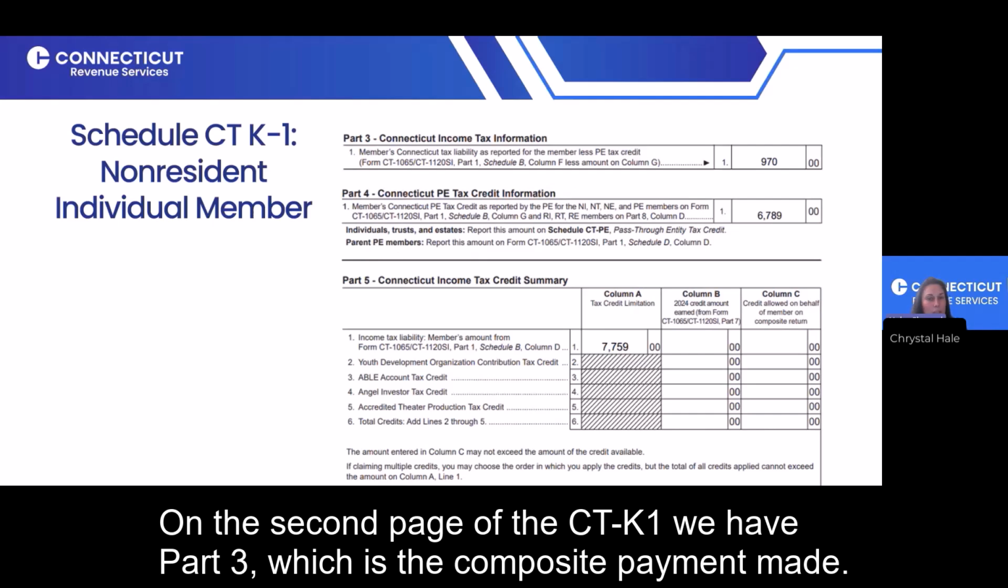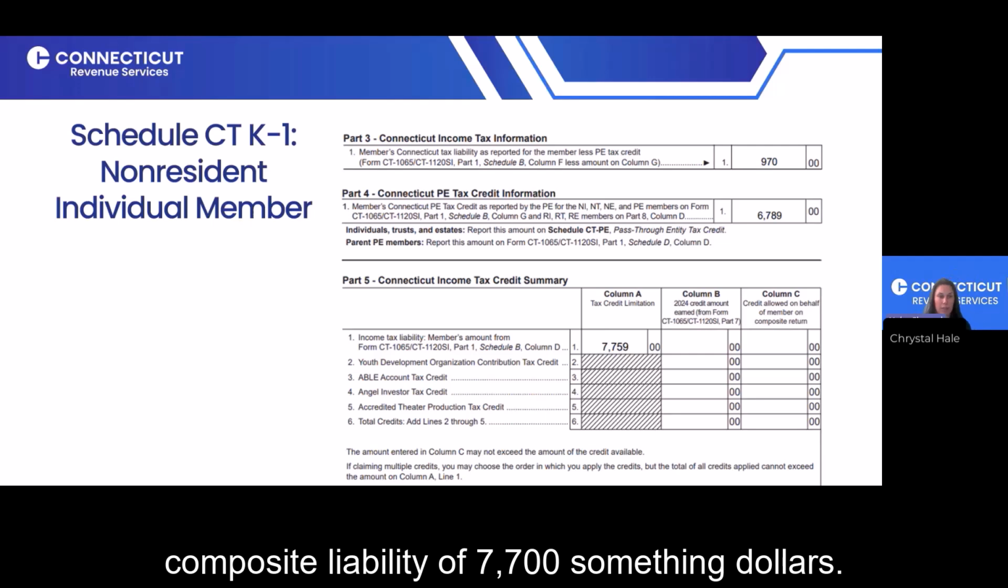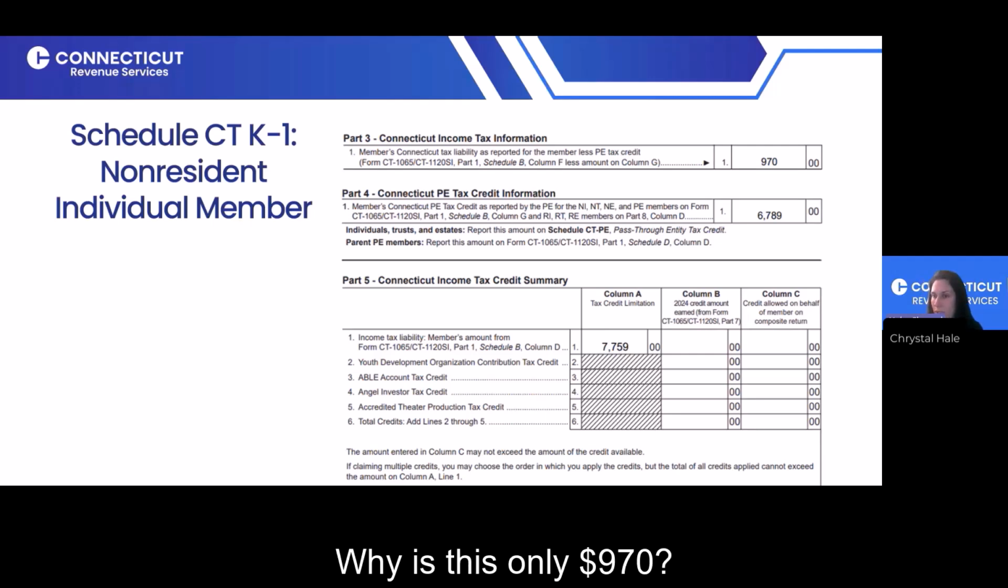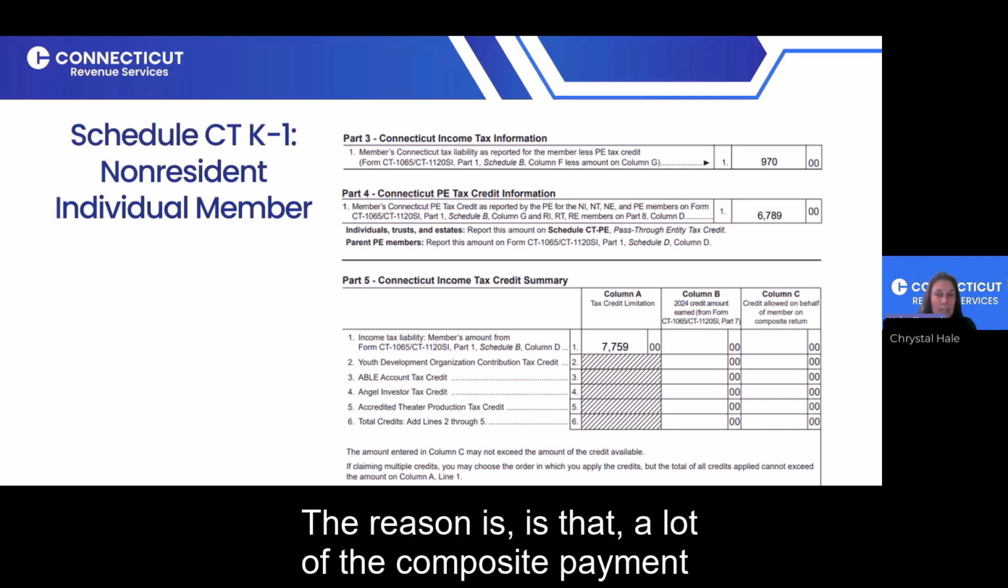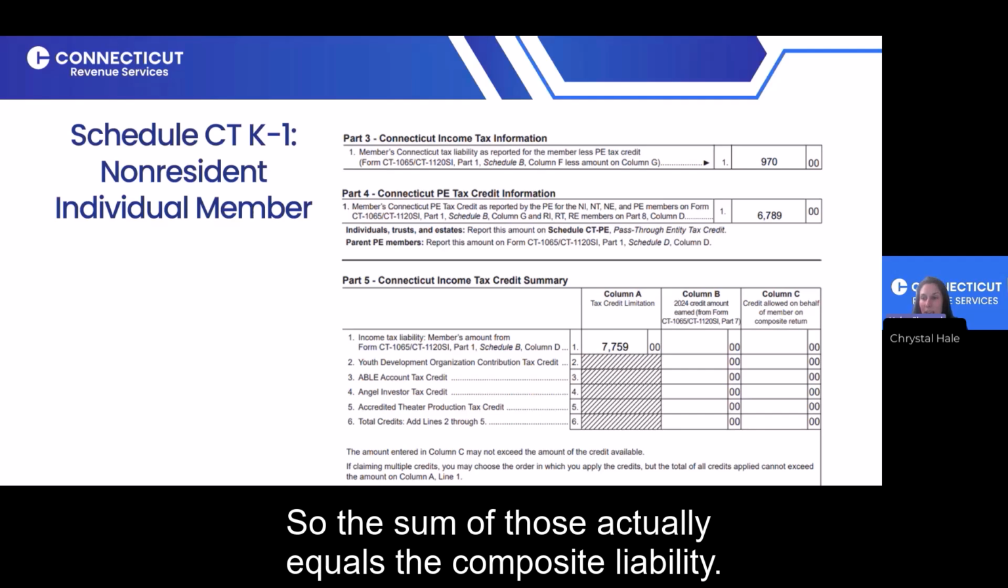On the second page of the CTK1, we have Part 3, which is the composite payment made. Now you may look at this and say, wait a minute, I had a composite liability of $7,700 something. Why is this only $970? The reason is that a lot of the composite payment was actually paid through the pass-through entity tax credit, which you see on Part 4. So the sum of those actually equals the composite liability.